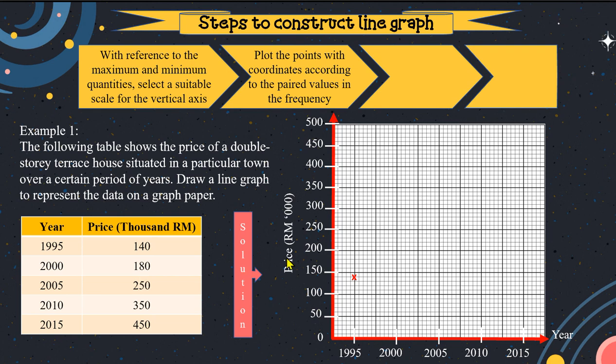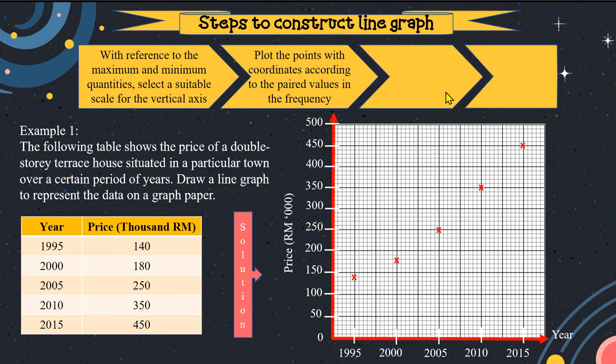2000, 180. So 180 is here. You plot the point. And then 2005 is 250. So 250 is here. 2010, 350. So 350 is here. And then 2015, 450. So this one is here. So you plot all the points according to the table given.